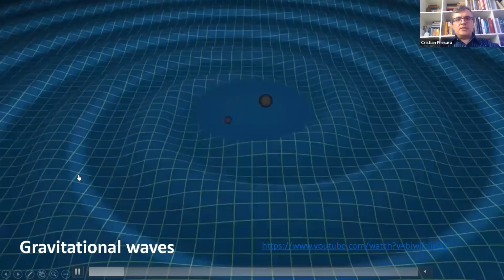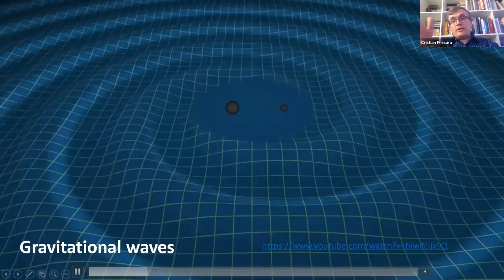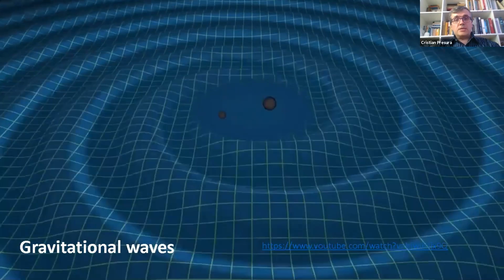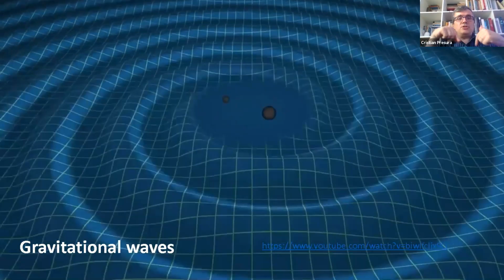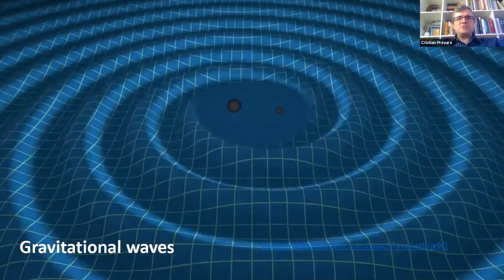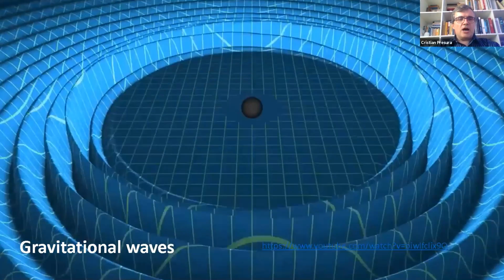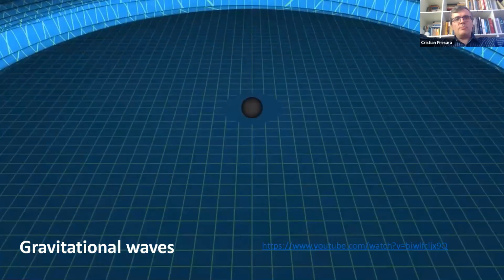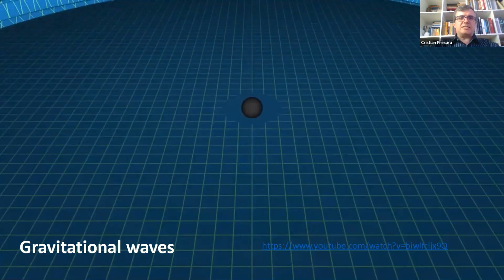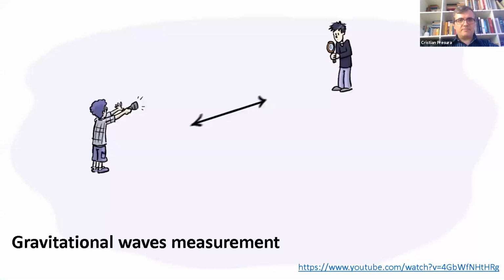You see here, two black holes can also go around each other and create these waves in the fabric of space. And the closer they get, the higher the waves. The last moment is the best moment of detection, because then the waves are very, very high.